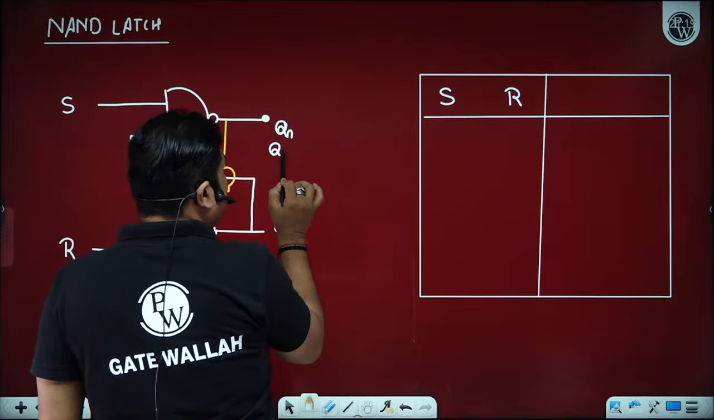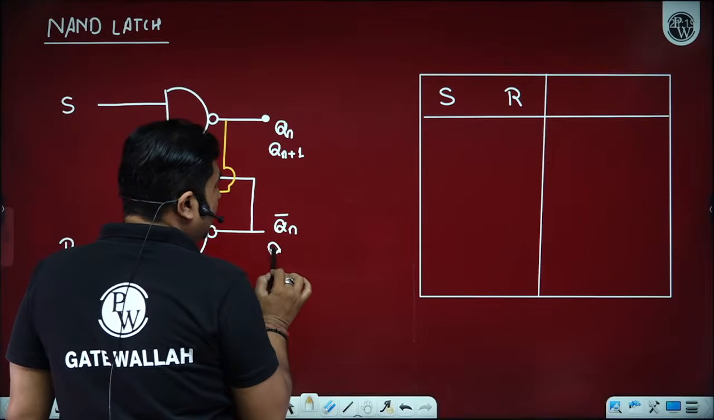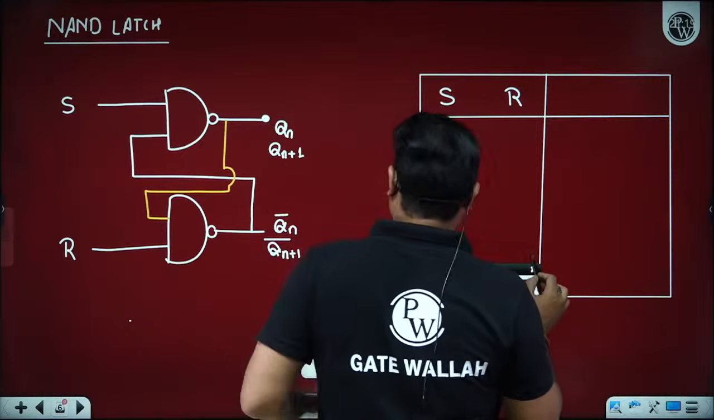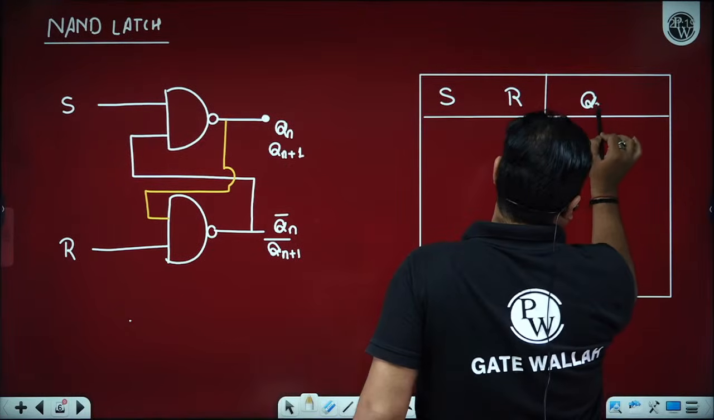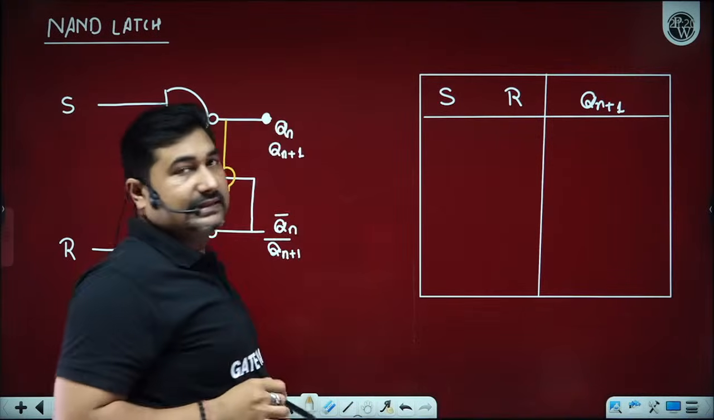Present state is Qn, next state is Qn plus 1. Present state is Qn bar, next state is Qn plus 1 complement. So I am interested to get Qn plus 1. I am observing at this particular port the next state.